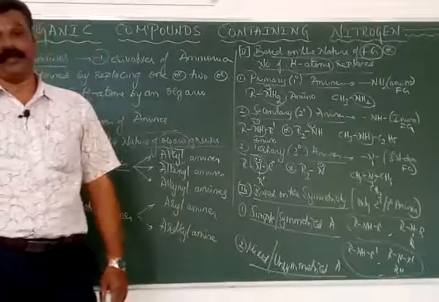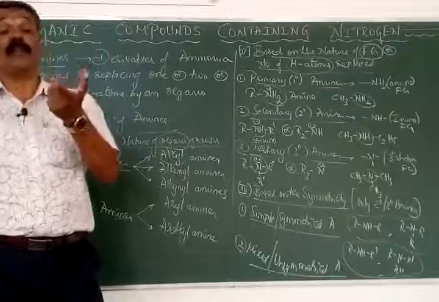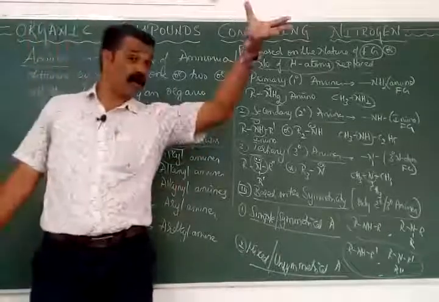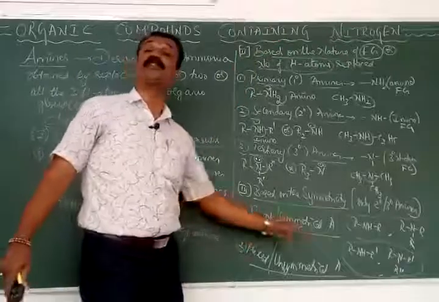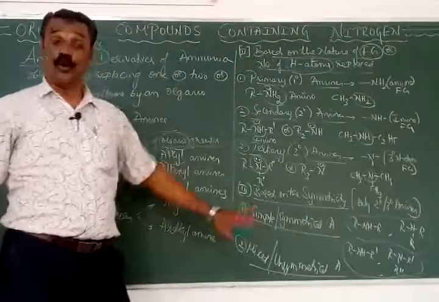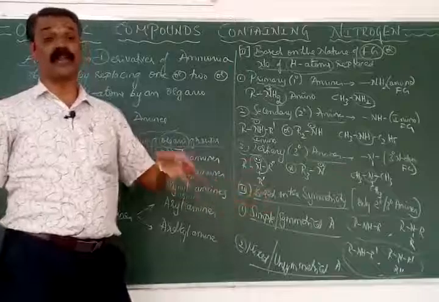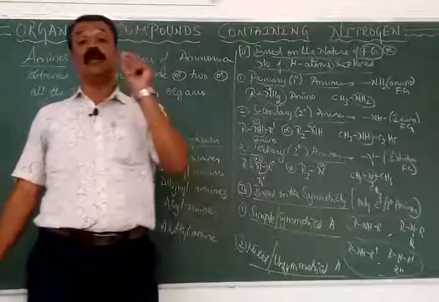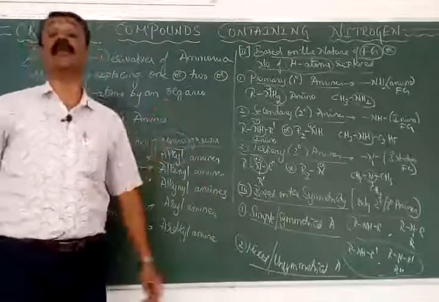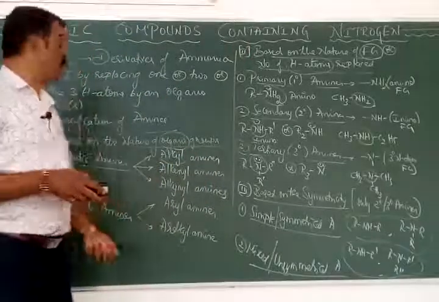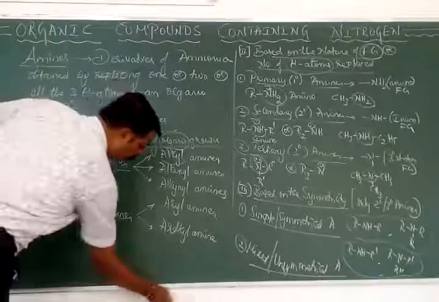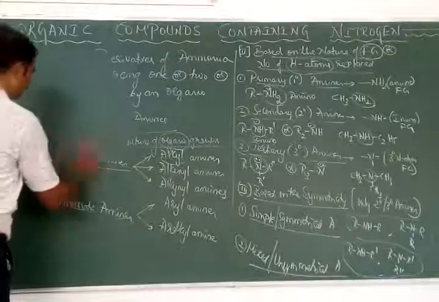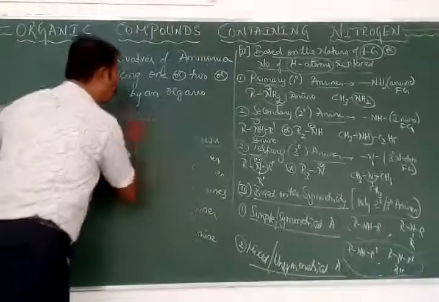Ammonia, in which 2 or 3 hydrogen atoms have been replaced by 2 or 3 same organic groups, is called simple or symmetrical amines. If 2 or 3 hydrogen atoms have been replaced by 2 or 3 different organic groups, then it refers to mixed amines, also called unsymmetrical amines. Okay. So that is the definition and classification related to amines.